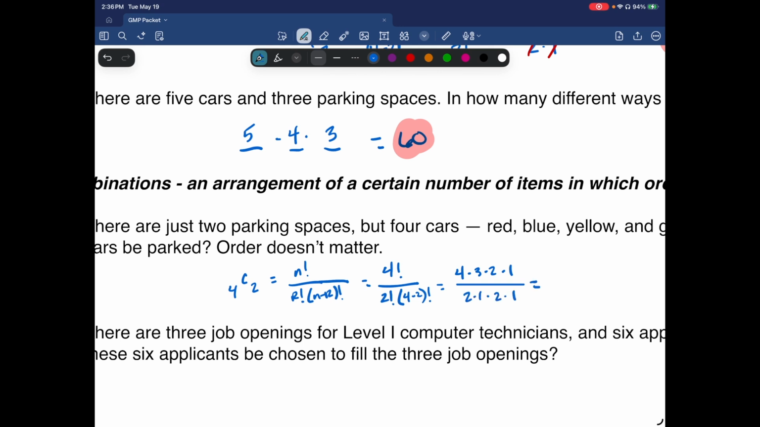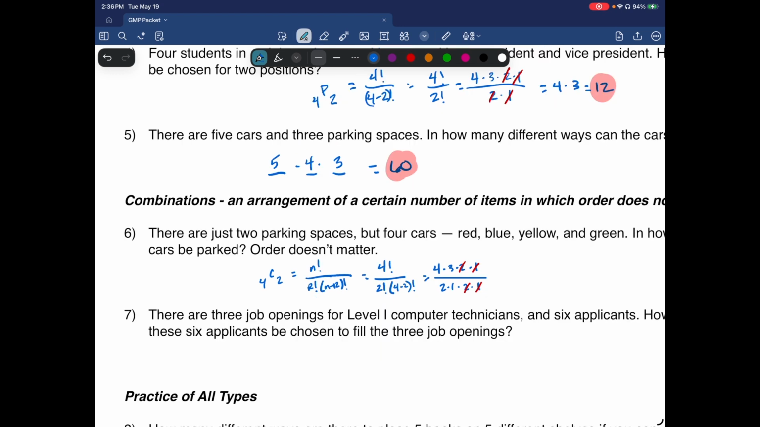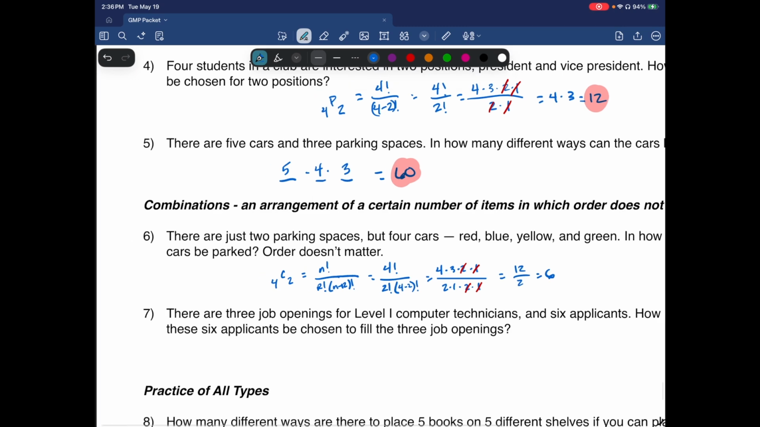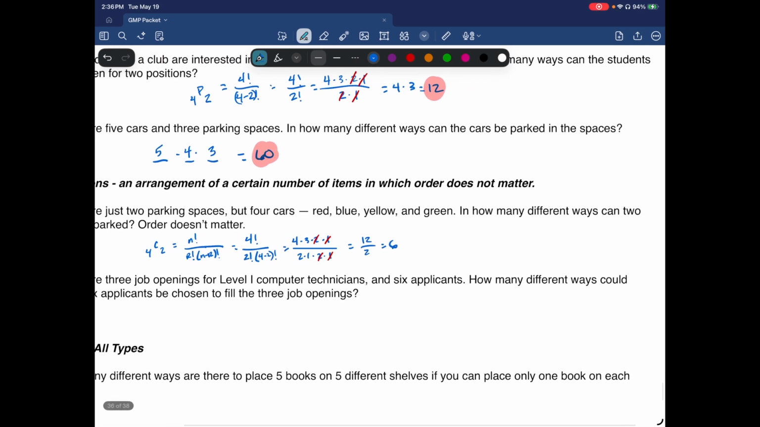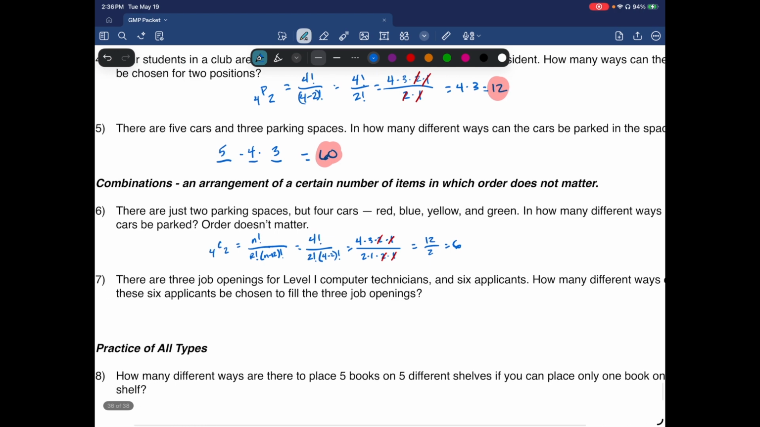Okay, so you can get rid of some stuff and get rid of these two. So that would give you 12 over 2, which is 6. 2 parking spaces, but 4 cars. There's 6 ways you could do that. Red, blue, yellow, and green. There's 6 ways you can do that because order doesn't matter.